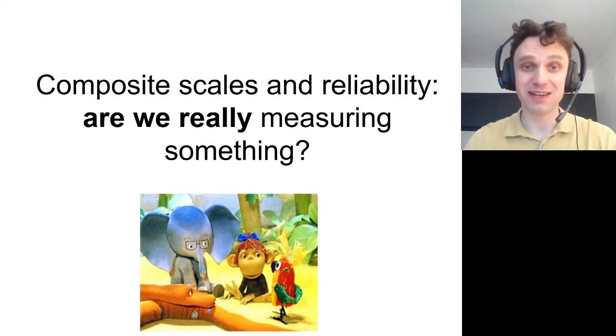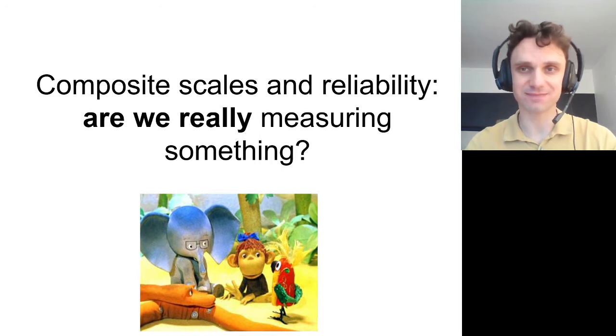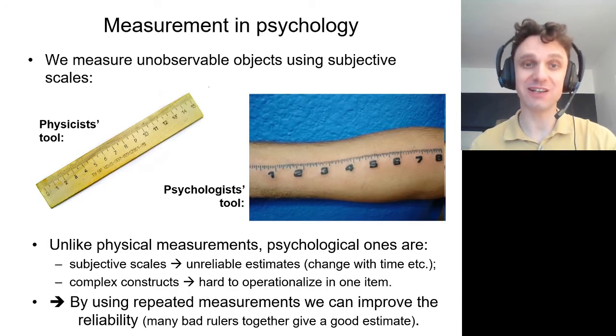So whenever we use a composite scale, we always ask this question: how can we be sure that we are measuring something? How can we be sure that this whole bunch of questions is measuring a single construct? Why do we even need many questions? Well, the answer is because our measurement is different from measurement in physics.